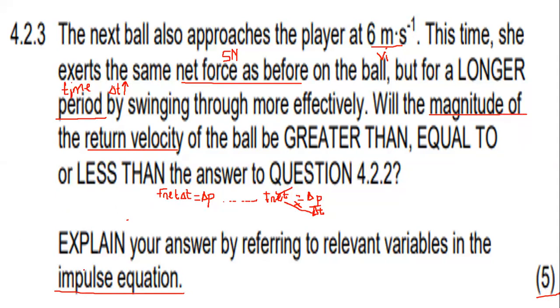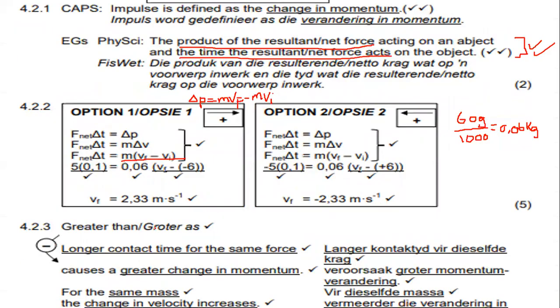So you must then be able to say, okay, I want to know how the velocity is going to change after the collision, the return velocity. So I then need to look at the variables that are going to be affected, which variables are changed and which variables are kept constant altogether. Then our answer there is definitely greater than, and hence we get the first mark.